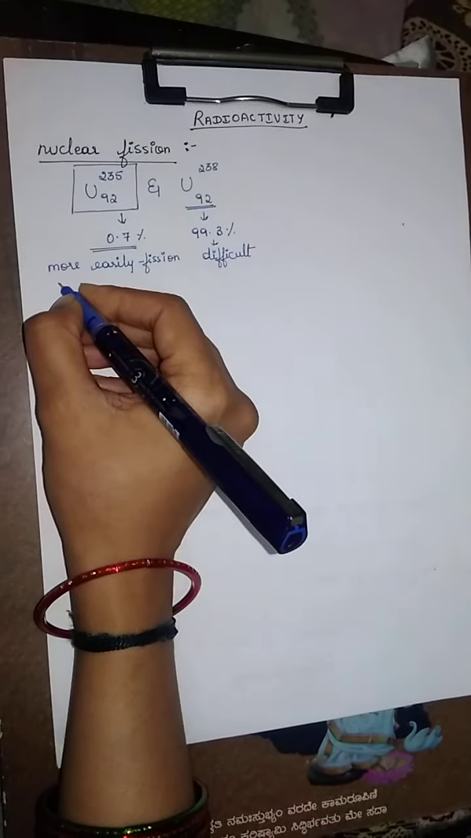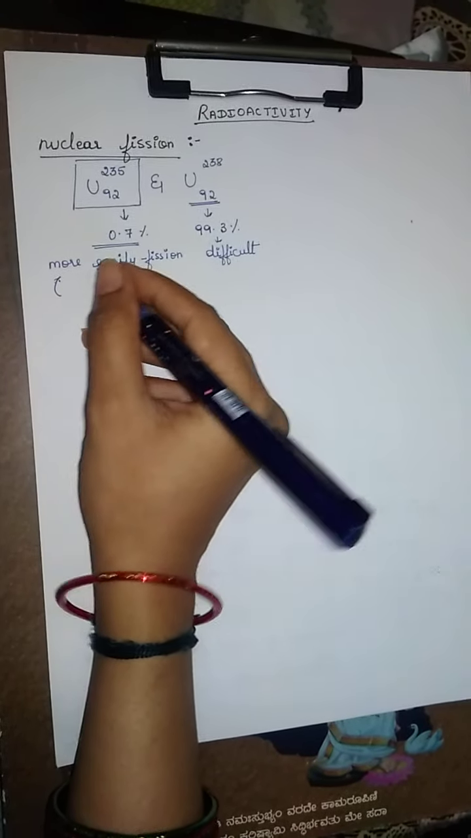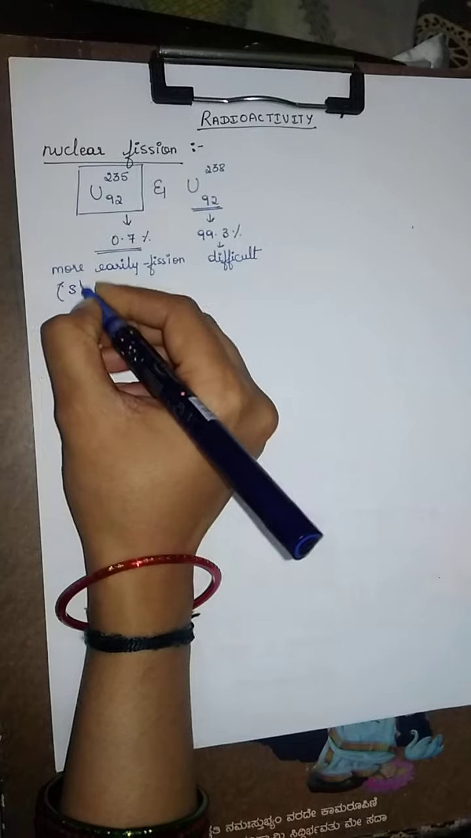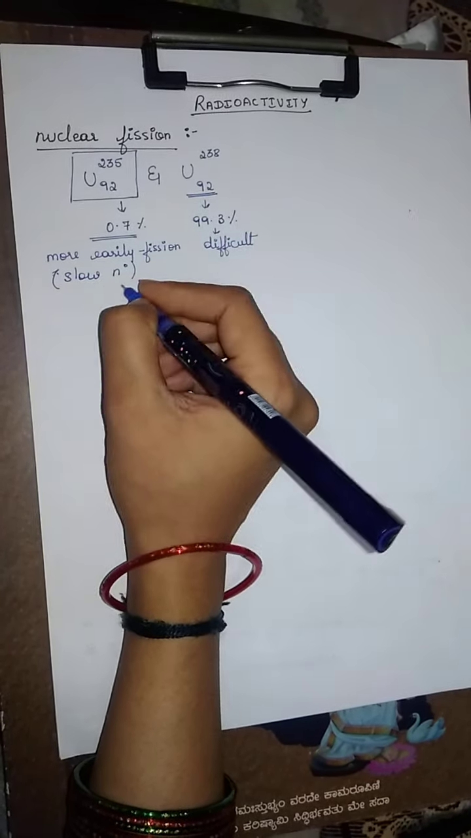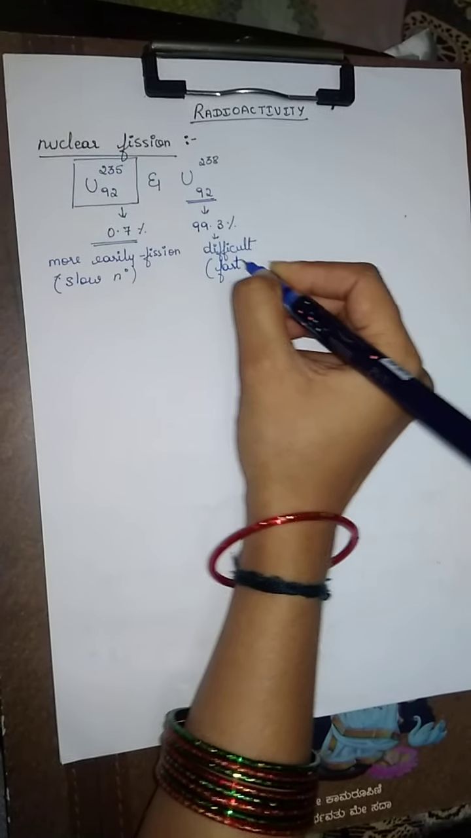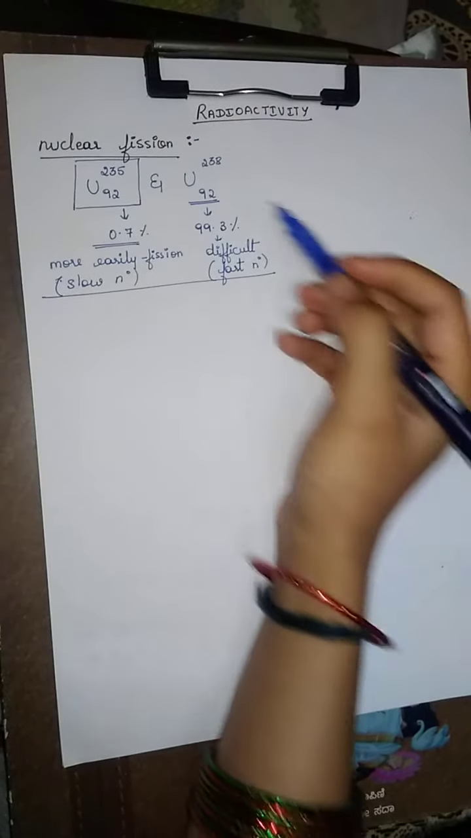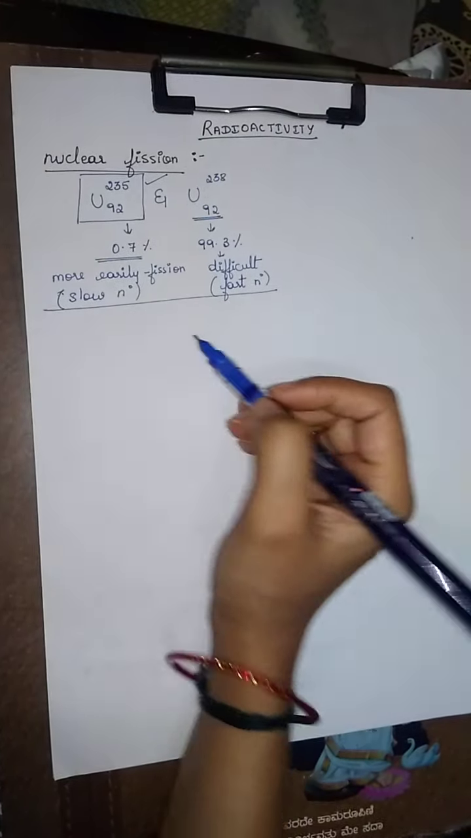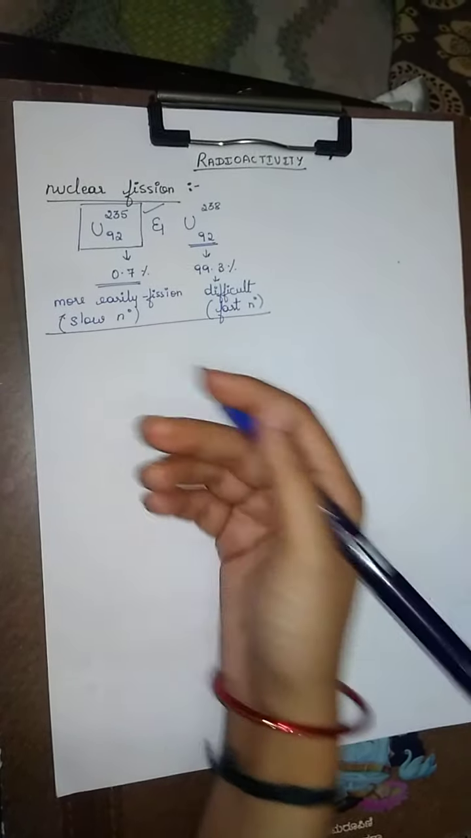Why is that? Because for fission to occur, first we have to provide them with neutrons, correct? For uranium-235 we require slow neutrons, whereas for uranium-238 it is fast neutrons. Hence we always take uranium-235, because it is easy for us to conduct the fission, since it has to absorb slow moving neutrons.